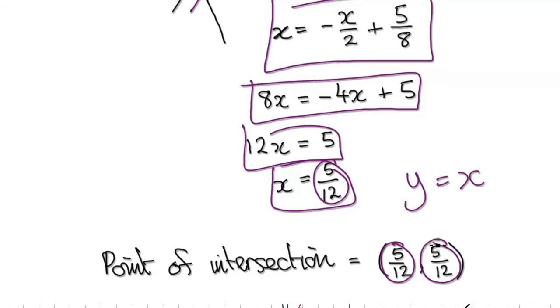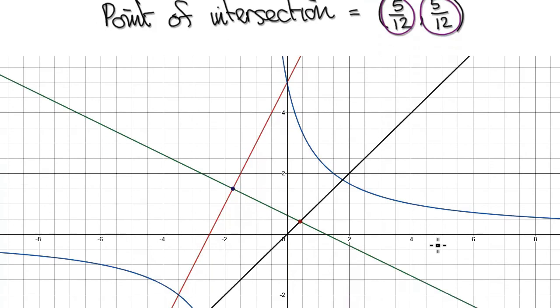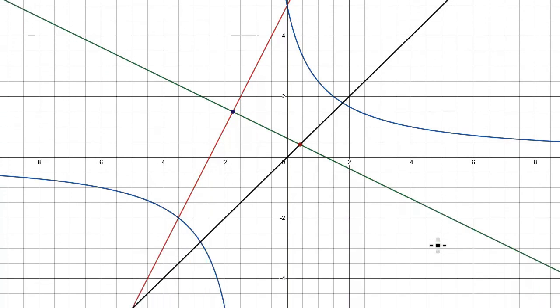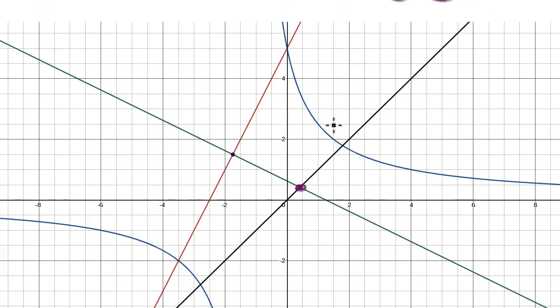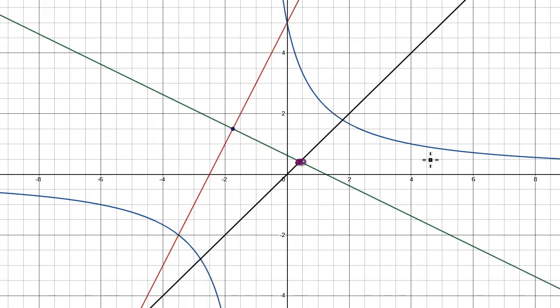You don't have access to decimals in an exam, so this drawn to scale will look like this. So the point of intersection here is, what was it? 5 over 12. So the point of intersection here is 5 over 12, comma 5 over 12. So this is your answer. Okay, and yeah, that's your answer.